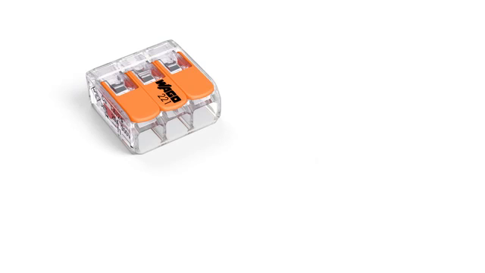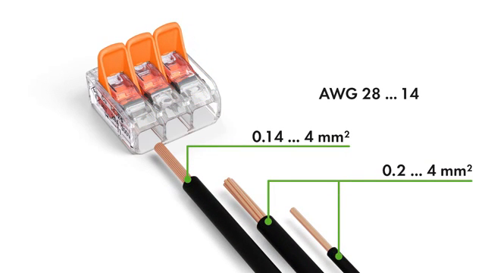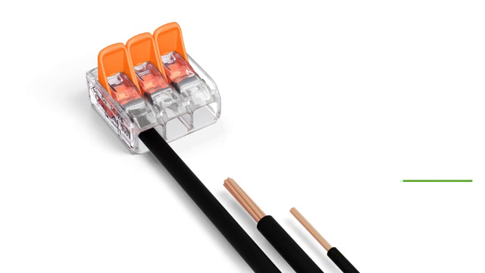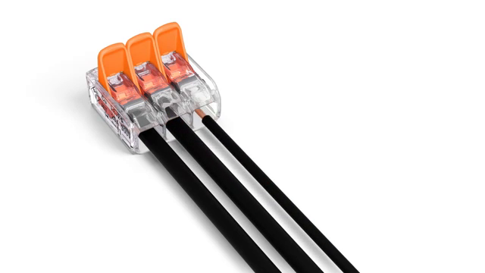The compact splicing connectors for all conductor types feature a large connection range, 0.14 to 4 square millimeters fine stranded and 0.2 to 4 square millimeters solid and stranded, 28 to 14 AWG. This flexibility permits a wide range of applications, especially when conductors of different types and different sizes are used together.